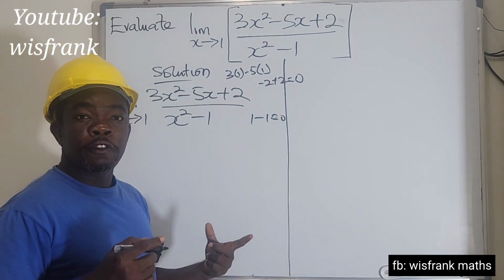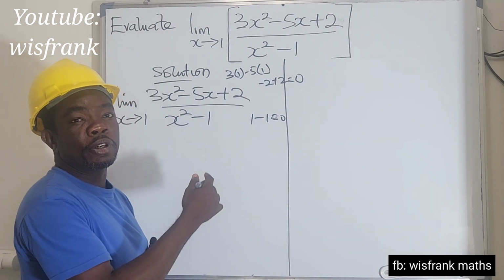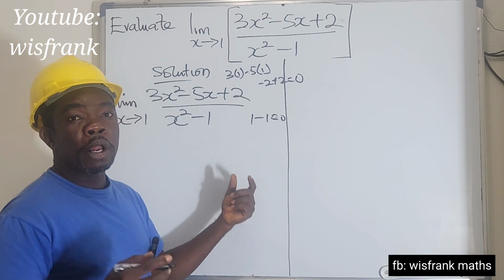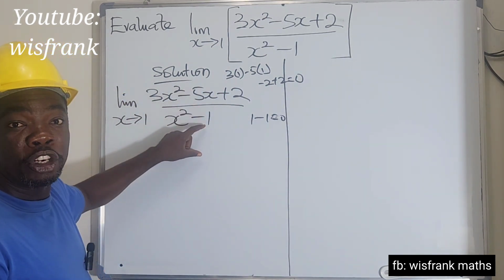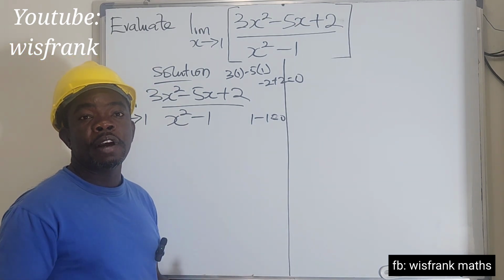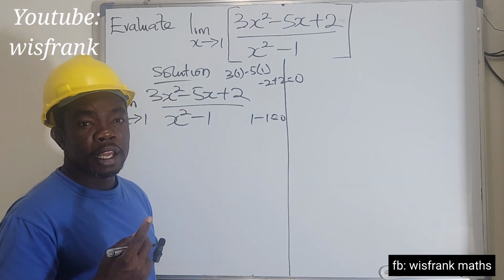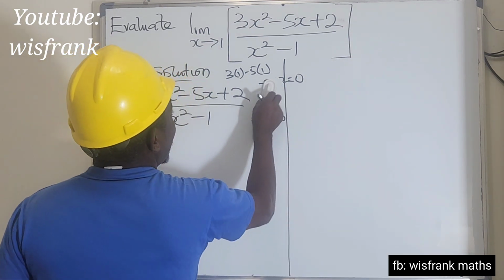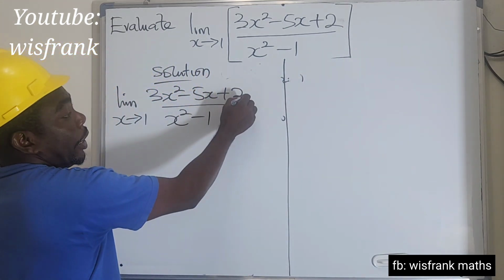So putting the value of x as 1 directly into this expression is not acceptable. What we are going to do is evaluate the numerator and the denominator, so that we can then put in the value of x to find the value of this limit as x tends to 1. Let's take the numerator first.